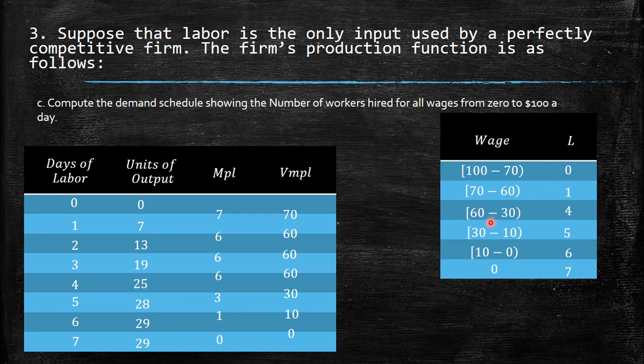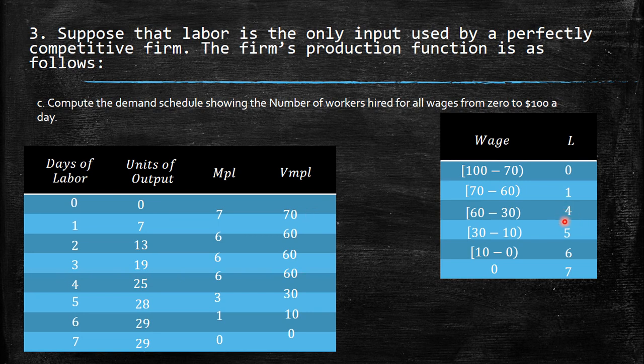When I am between 60 and 30, I can hire 4 workers, because for example, if the wage is 60 and I hire 4 guys, then at least for this first one I will take a gain, a benefit, a profit, but with the others I will take just 0 profit, but at least for one I'll take benefits. So then I should take 4.